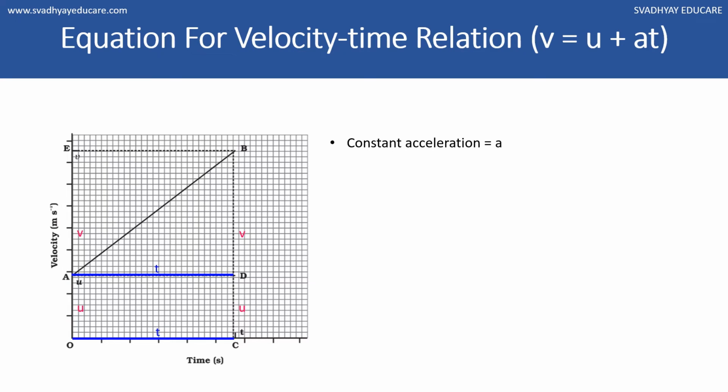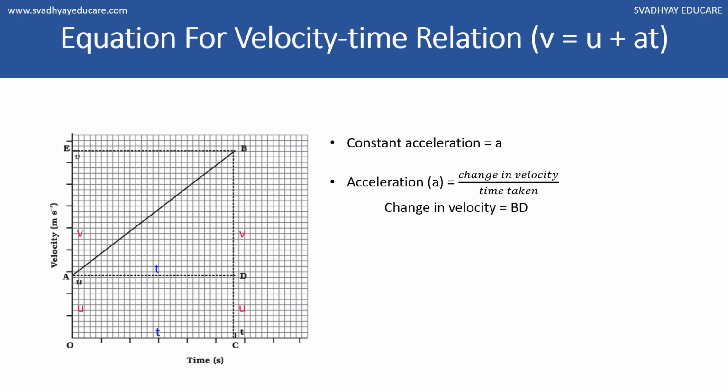Now we know that acceleration is equal to change in velocity upon time, and therefore from the graph it can be seen that the change in velocity will be equal to BD, and therefore BD will be equal to BC minus DC. BC is V and DC is U, therefore the change in velocity is equal to V minus U, and the time OC is equal to T.